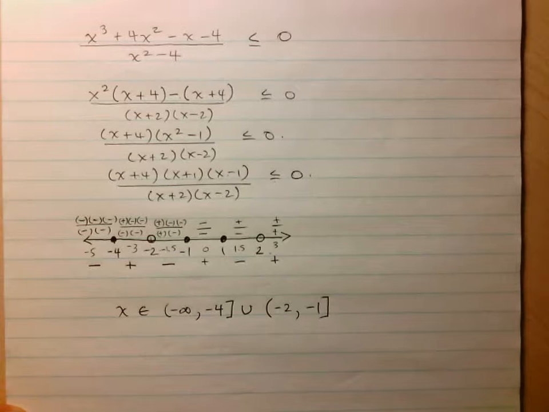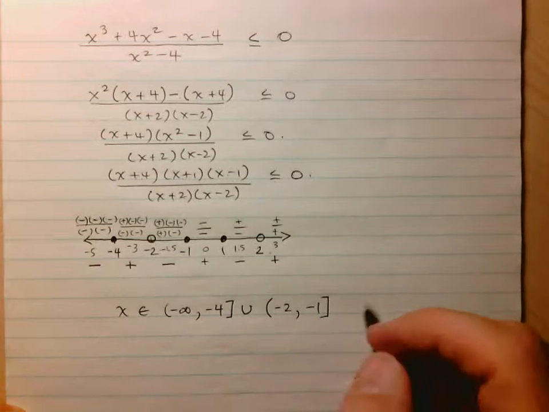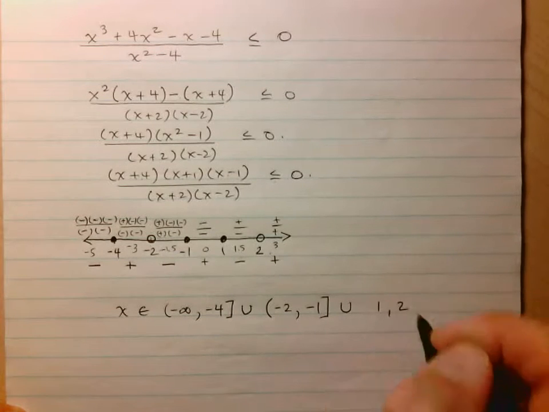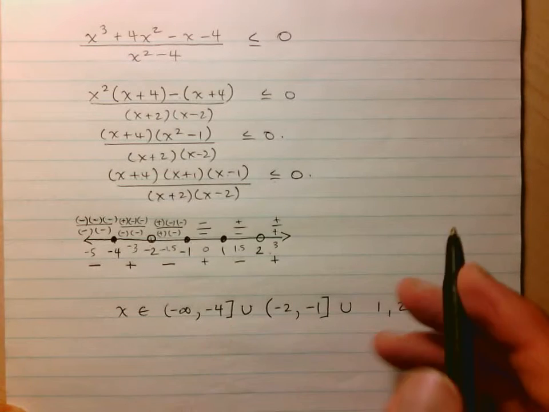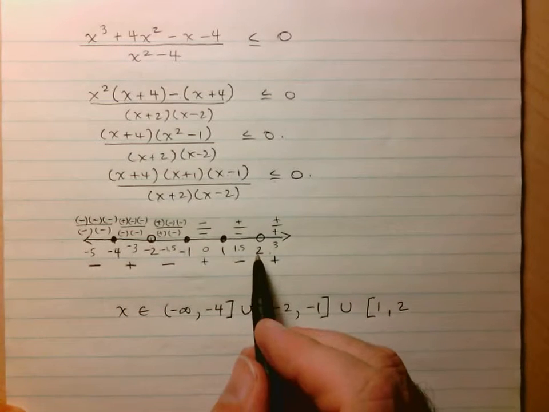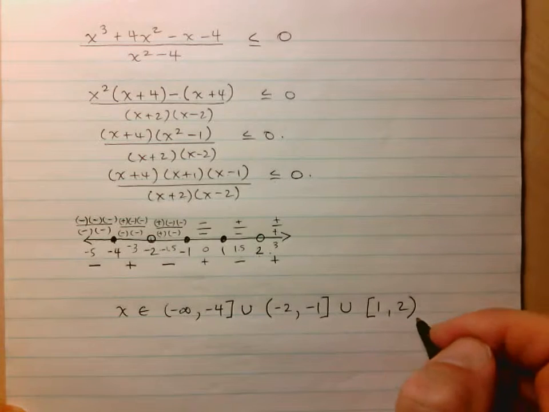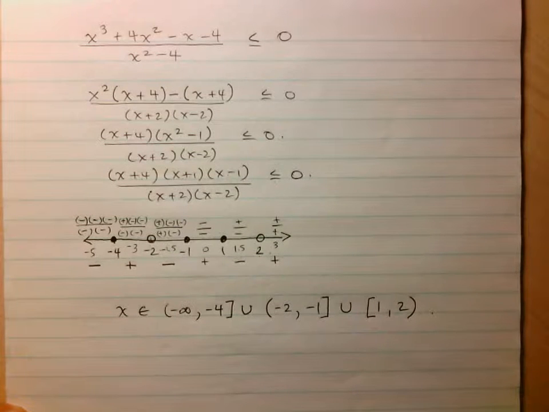Okay, and the final interval in which it's negative is between 1 and 2. And here I want to include 1, square bracket, but I don't want to include 2, round bracket. Okay, and there's my solution set.